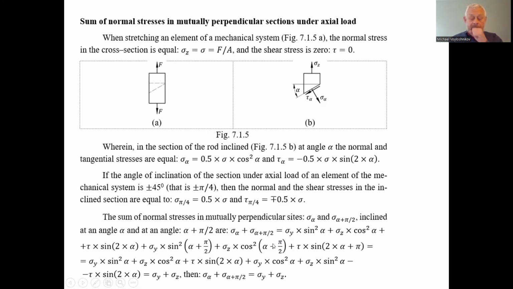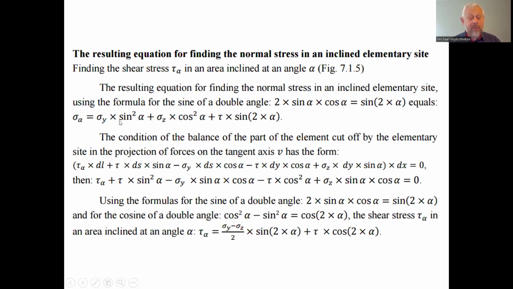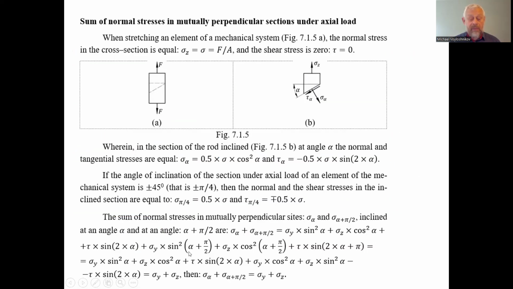This is the determination of the angle alpha, sine alpha. This is 1, 2, 3 summands. It's the definition of sigma alpha: sigma y multiplied by sine squared alpha plus sigma z multiplied by cosine squared alpha plus tau multiplied by sine 2 alpha. And this is the definition of the second one, sigma alpha plus pi divided by 2. The same formulas, but instead of alpha we substitute in the formula. We consider the 3 summands, but as an argument of the trigonometric functions, we consider alpha plus pi divided by 2, this perpendicular side to the first side inclined by the angle alpha. So we can substitute all that.